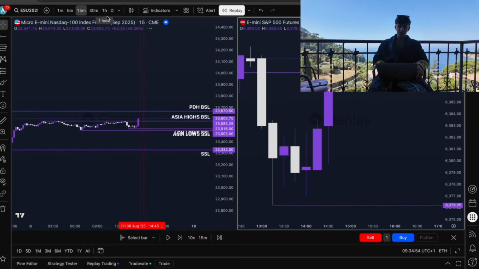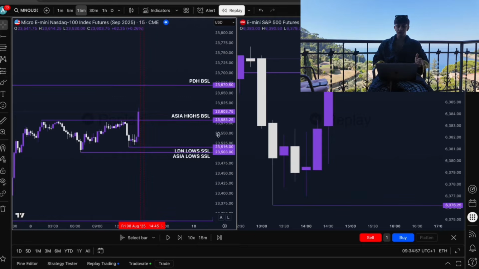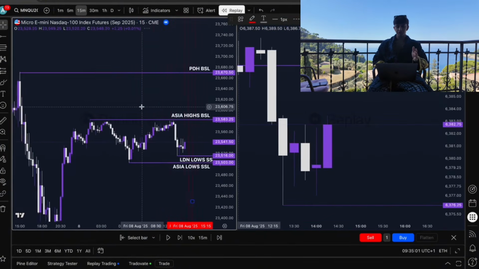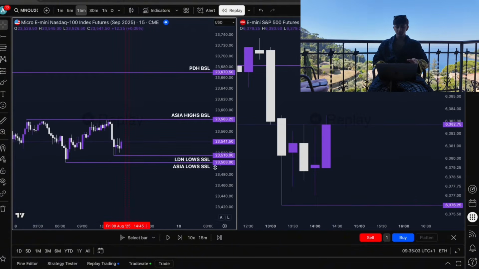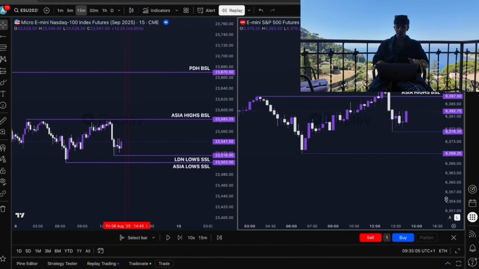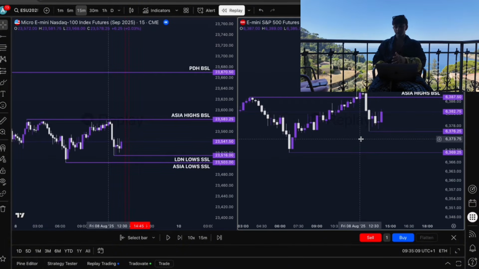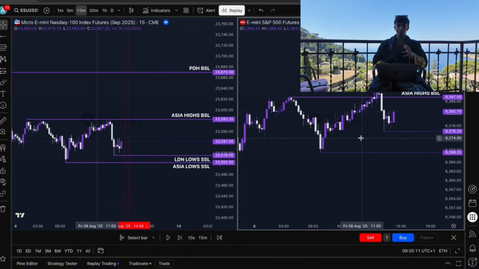Then looking prior into the session, because when you have your daily bias, you then want to look for a lower time frame model to match that higher time frame bias. So what I could see here was Asia highs had not been swept on NQ, okay? But Asia highs had been swept on ES. So that meant we had a bearish SMT.